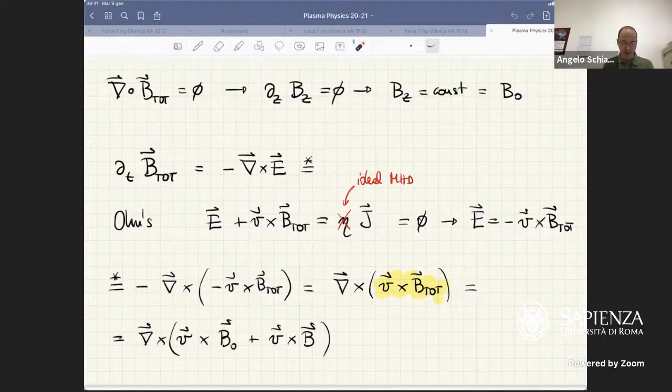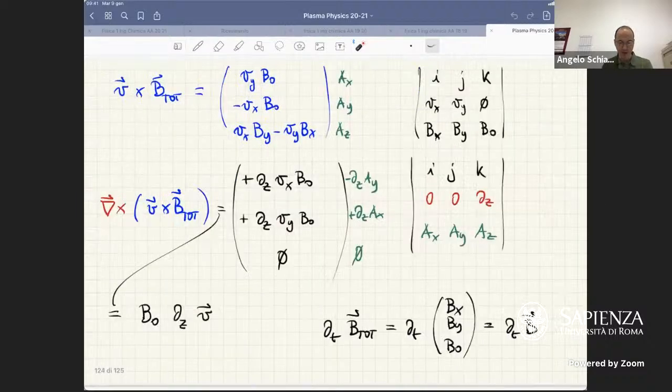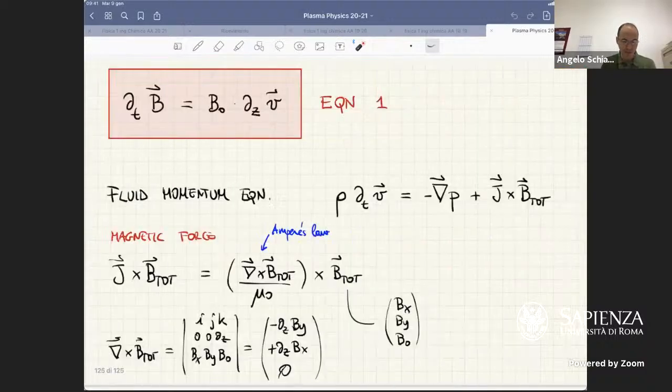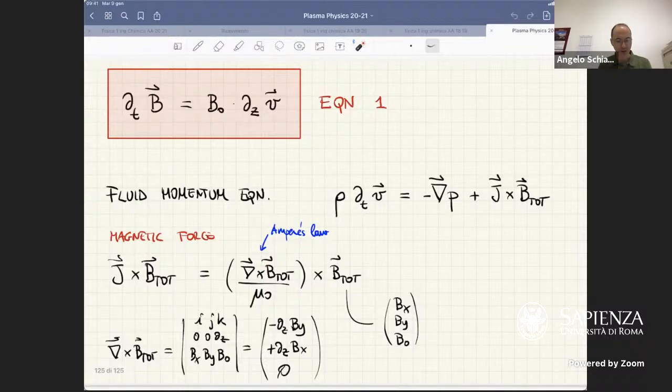So by using Ohm's law for ideal MHD and re-expressing the E field and doing some maths with the vector products, we end up with one dynamical or evolution equation for the B part, the magnetic field part of the wave, that tells us the time derivative of this B magnetic field is proportional to the amplitude of the external applied field and to the gradient along the Z direction of the fluid velocity.